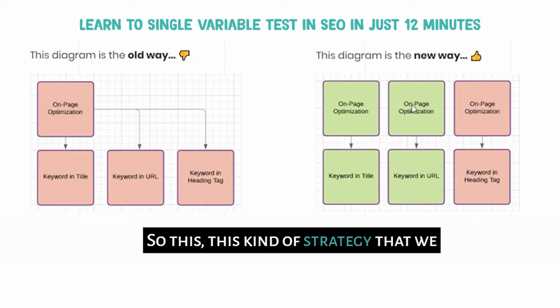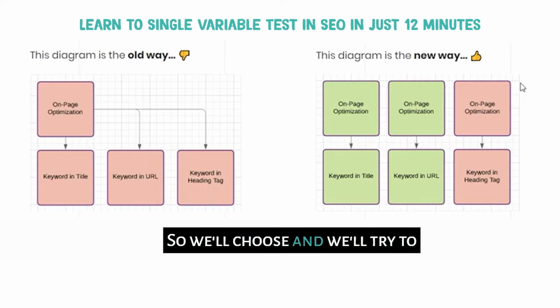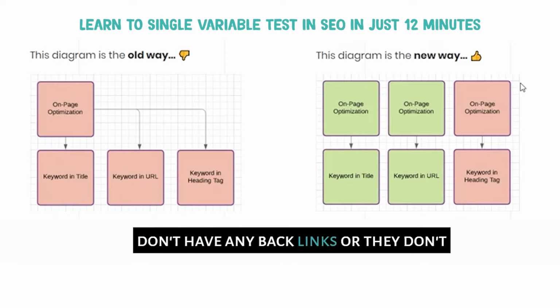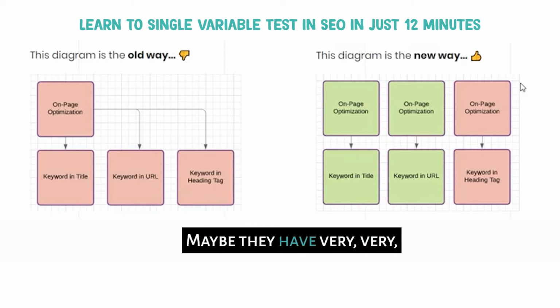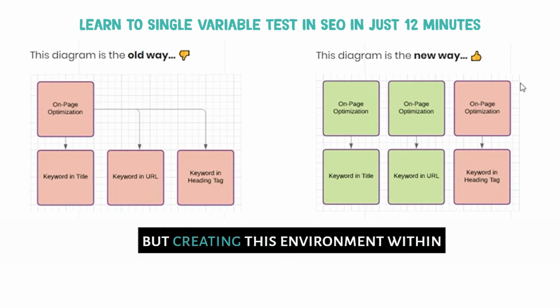So with this kind of strategy, we purposefully single variable test different sets of pages. We'll try to get as close as possible to having clean data across these pages. And what I mean by clean data is we try to make sure these pages either don't have any backlinks or don't have any internal links, or maybe they have the same types of internal links. Maybe they have very similar backlinks in terms of authority and topical relevance. Very hard to do. Takes a lot of time, but creating this environment within your client site is going to save you a lot of heartache.